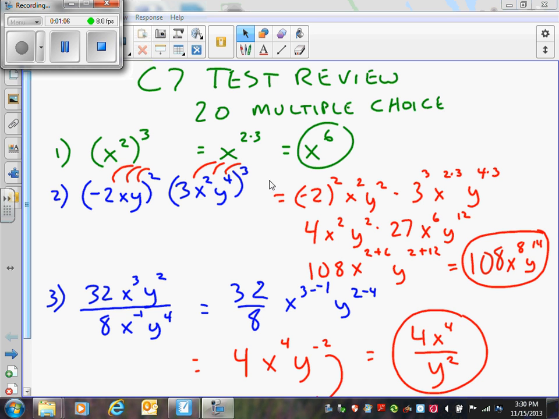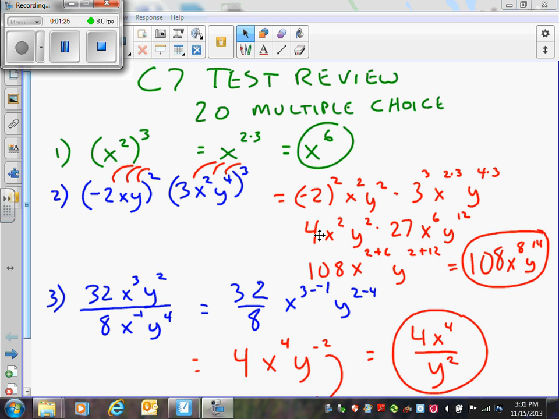So I get negative 2 to the second power, x to the second power, y to the second power, and I'm going to multiply that by 3 to the third power, x to the second power raised to the third power, which is x to the 2 times 3, and y to the fourth power raised to the third power, which is y to the 4 times 3.